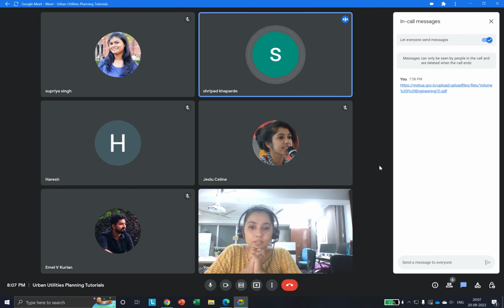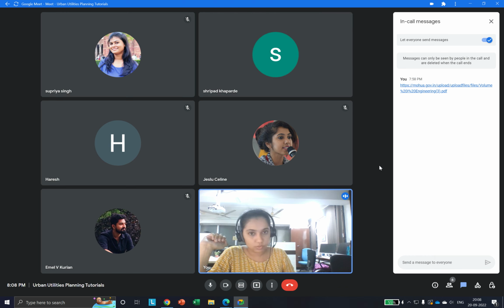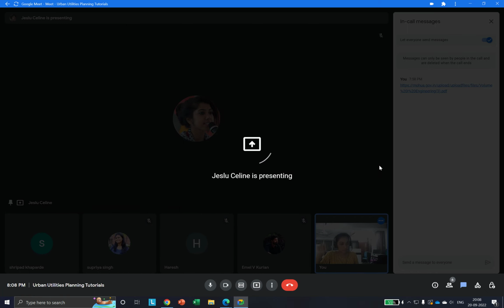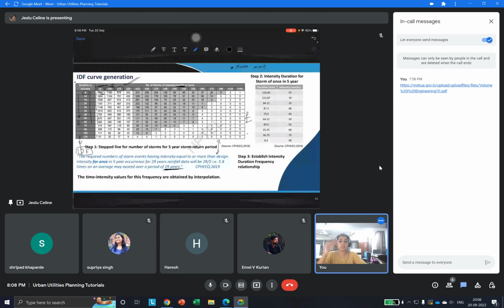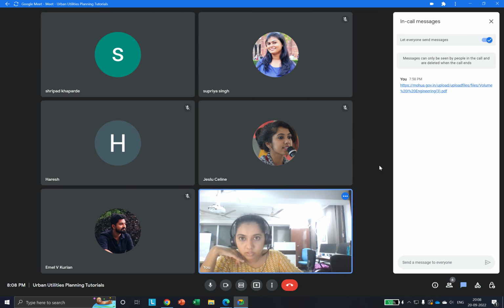But once again, that uppermost curve, the IDF curve, you have explained. But the first one, just go for a second to the first one. Yeah, so this is the rainfall intensity duration frequency relationship. Is my screen not visible?